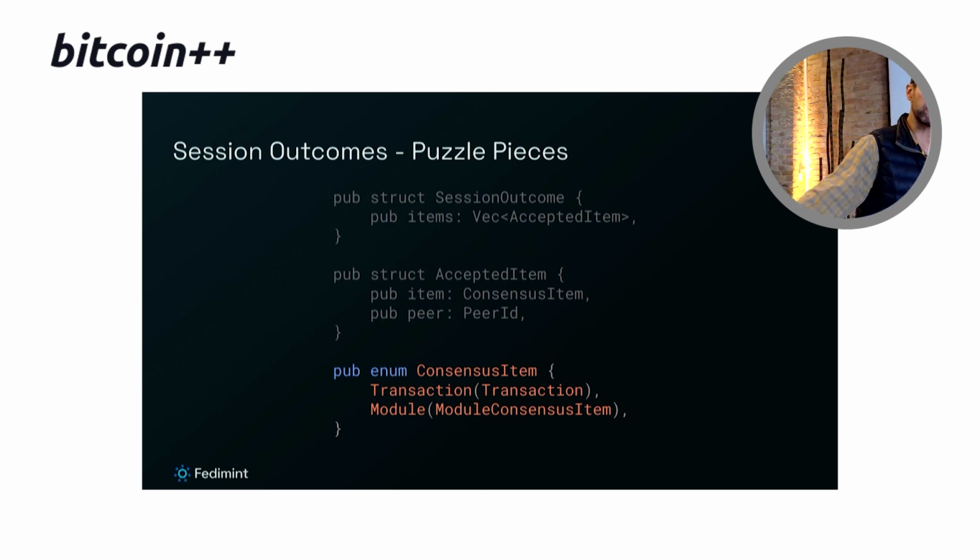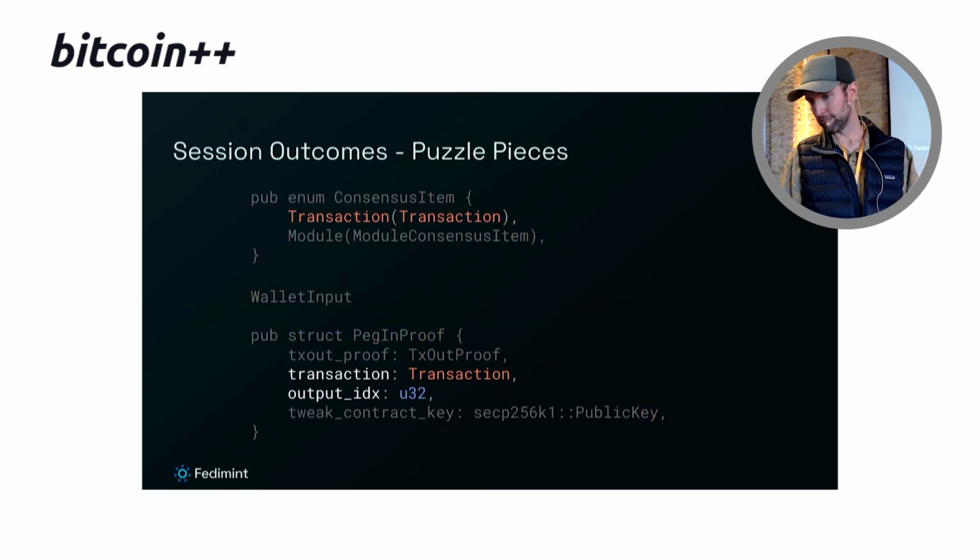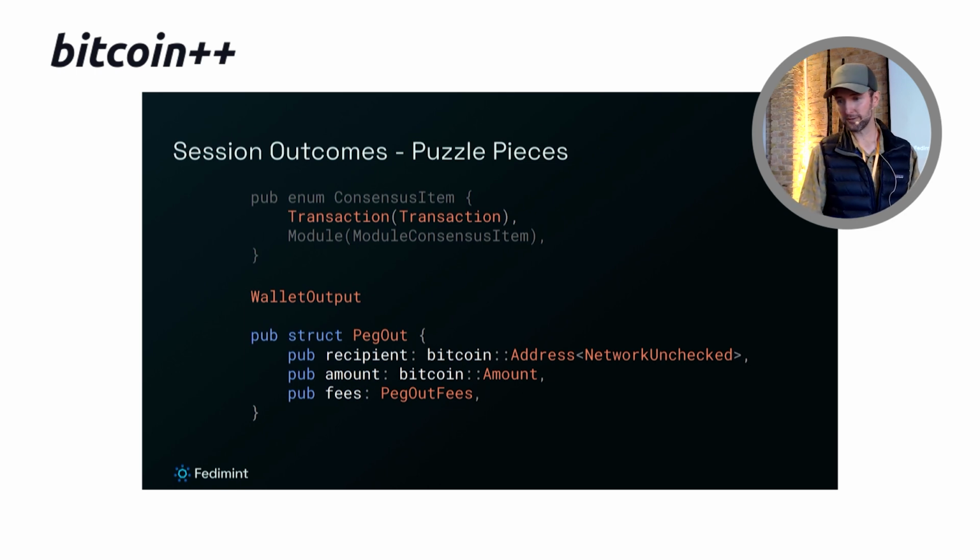There is no peg out proof. You don't have to prove anything to the Federation. There is a peg out, which is a withdrawal request. So the user's constructing a Fedimint transaction where they have ecash notes as inputs, and then as an output, there's a withdrawal request. And so we can see that here. So the wallet output is wrapping this peg out, and there's nothing in there that is going to give us the information about the Bitcoin transaction or the output in that transaction. So then we have to look elsewhere in the session outcomes.